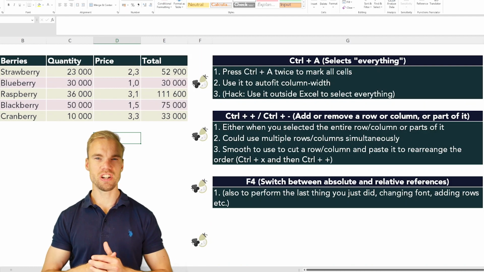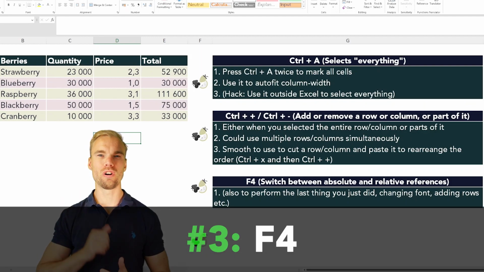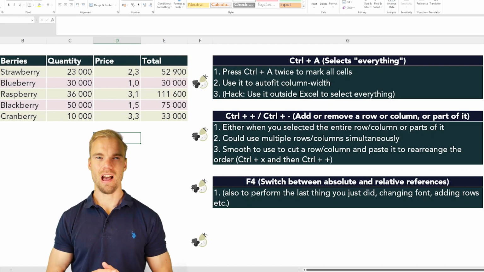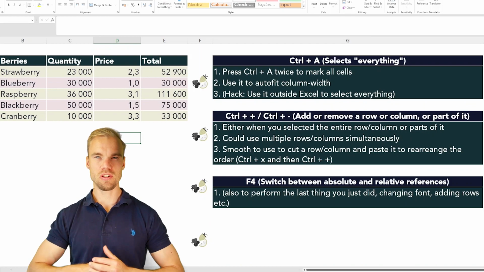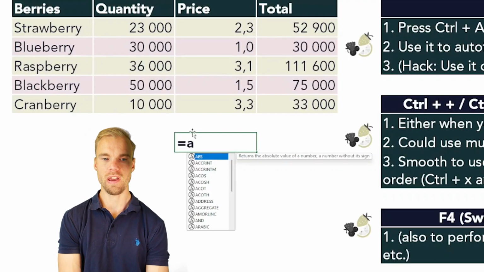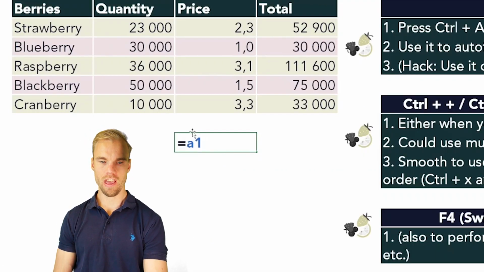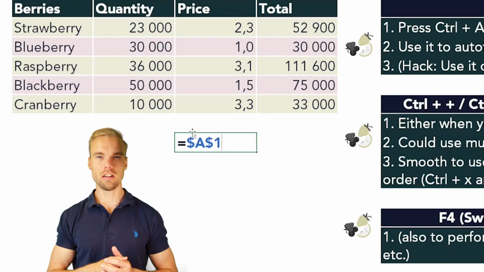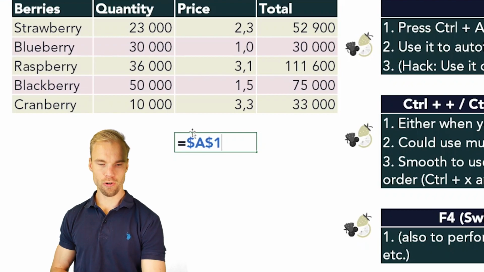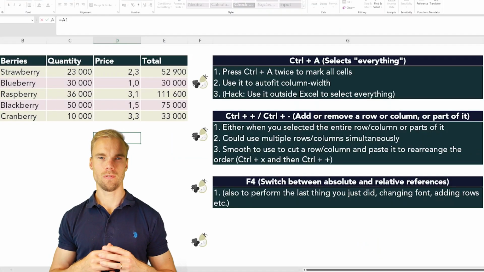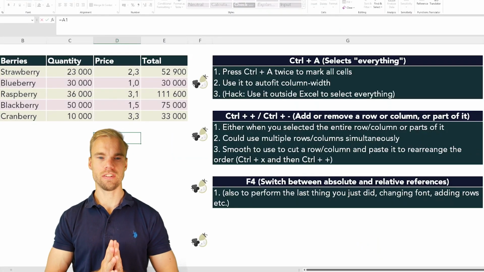The third shortcut is the F4 key, and this could be used in 2 different ways. Either you could use it to switch between relative and absolute references. Let's make a reference to A1. If you press F4, you will get absolute references on both the column and the row. F4 again, just the row. F4 again, just the column. And then you're back to fully relative references.